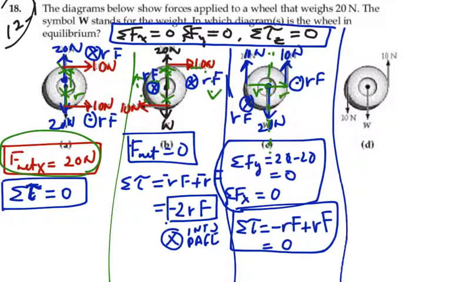So no net force, no net torque. This example is in equilibrium, so we choose answer C.